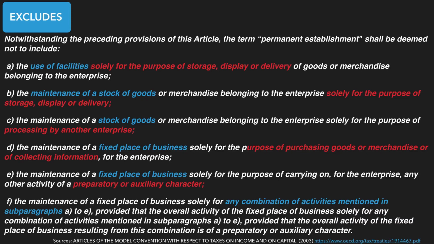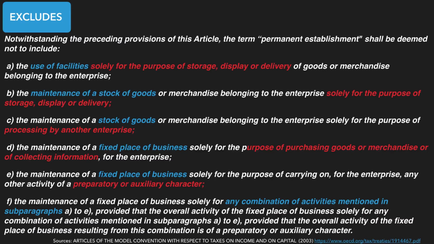Point D, the maintenance of a fixed place of business solely for the purpose of purchasing goods or merchandise or collecting information. So let's say that you open an office in Hong Kong, but the sole purpose is just to buy stuff in China, or just to make some market research in Hong Kong, this is not enough. This is not considered a permanent establishment. And you have to be careful, because this point D is really common in Hong Kong. I do have a lot of these cases among my clients that just come here to buy stuff in China, and when they open an office, it's just a sourcing office, and that's it. So this is not enough.